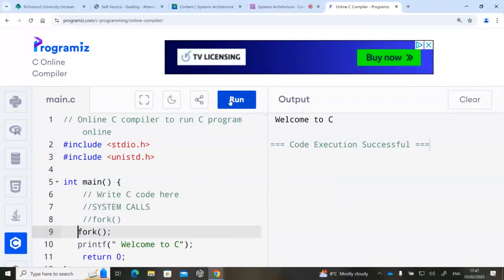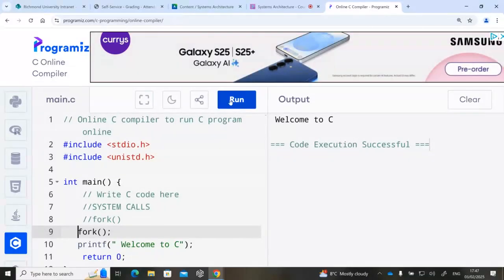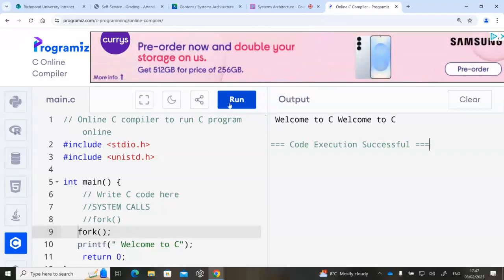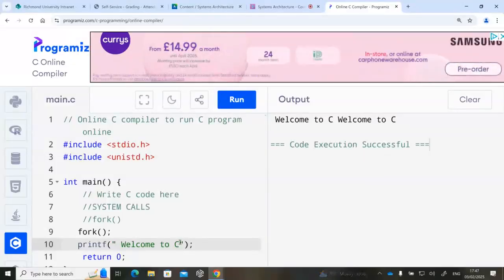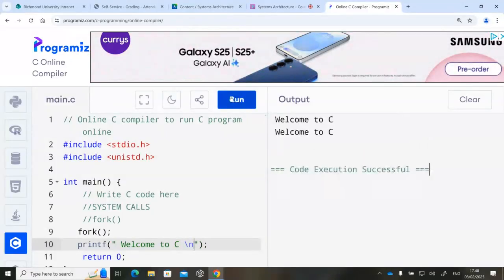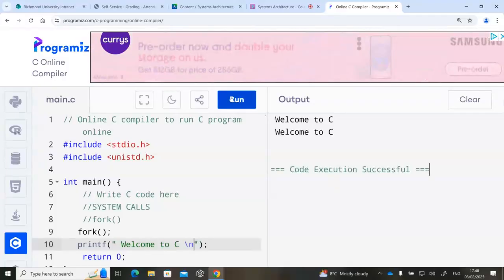now if I run this, what do you think will happen? "Welcome to C" will be printed twice. So now, because of the fork, the whole process gets repeated again, and the print becomes twice. So look at that. And you can put \n to have it in the next line.